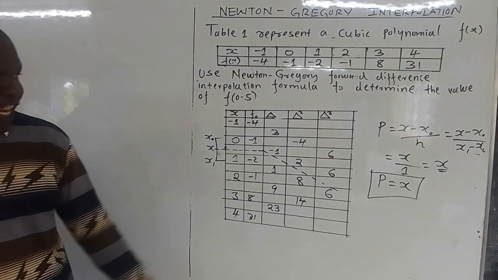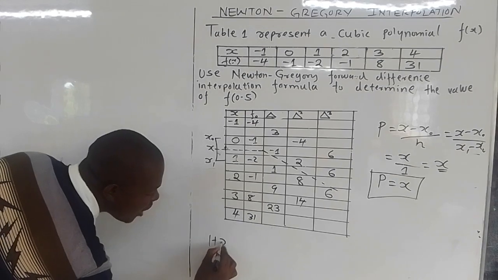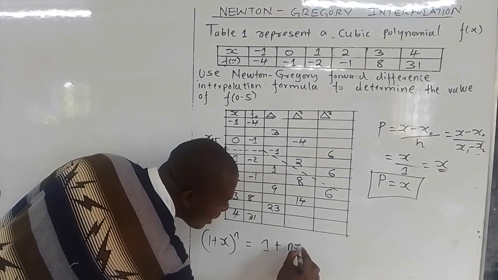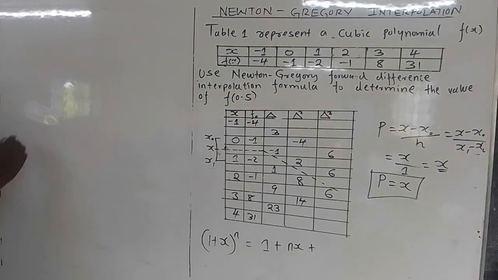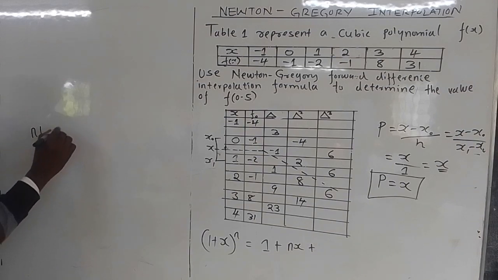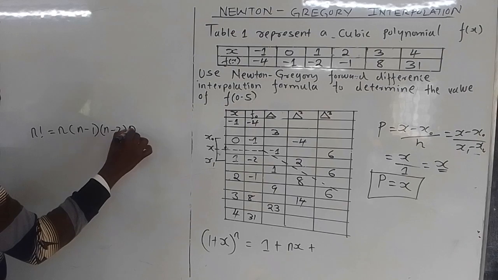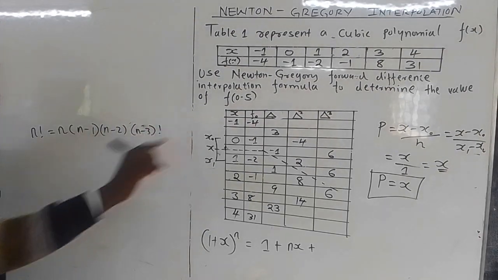So after getting P, the next step is to get the binomial series, isn't it? So the binomial series we've seen, when you have 1 plus x raised to power n, the first 2 terms is 1 plus nx, isn't it? Then you move to the third term. How are we doing it? When you have n factorial, that means it is n into n minus 1 into n minus 2 into n minus 3 factorial in that order.